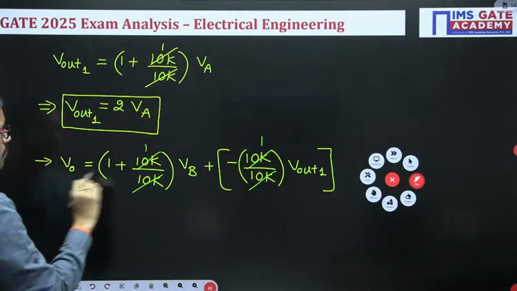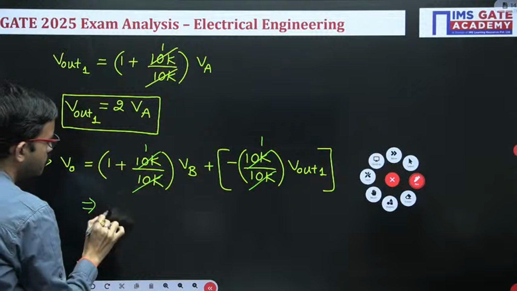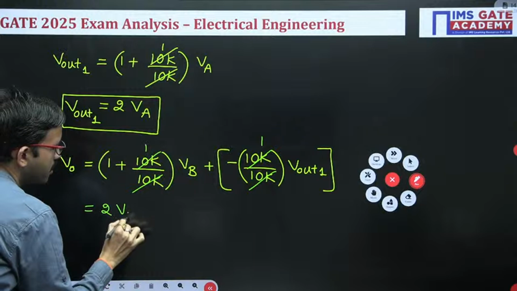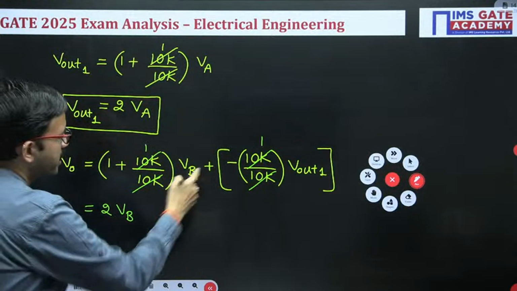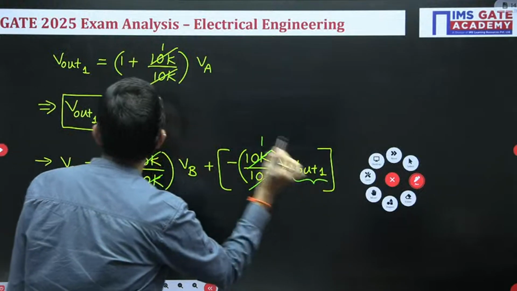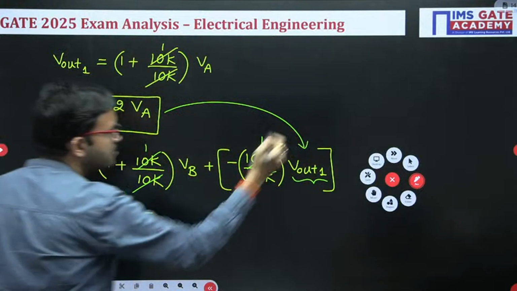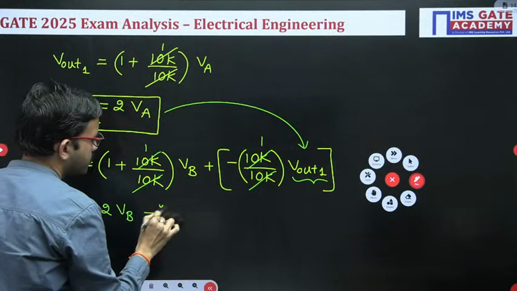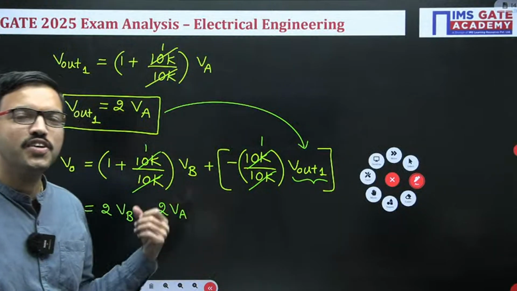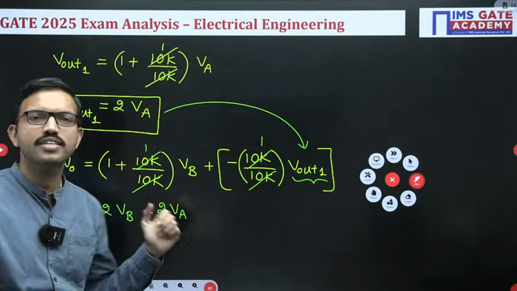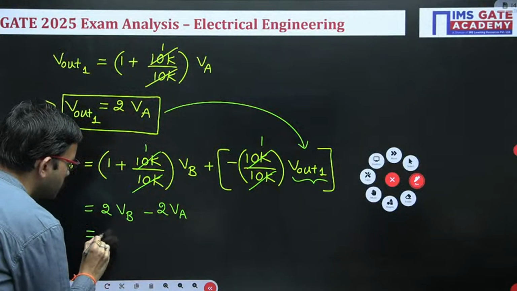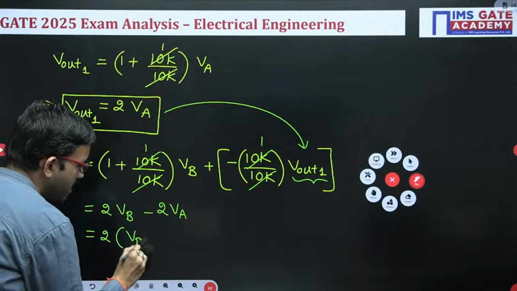From here you can get 1 plus 1 is 2. Sorry, yes, from here you are getting 2 times VB. Then the minus sign, plus of minus is minus. Then Vout1, we got what? 2 times VA. See the beauty of this question. If you are able to solve it like this, now you are getting the magic. Whatever they have asked in the given question, you can easily find out. So from these two, you can take 2 as common, and then you are getting VB minus VA.